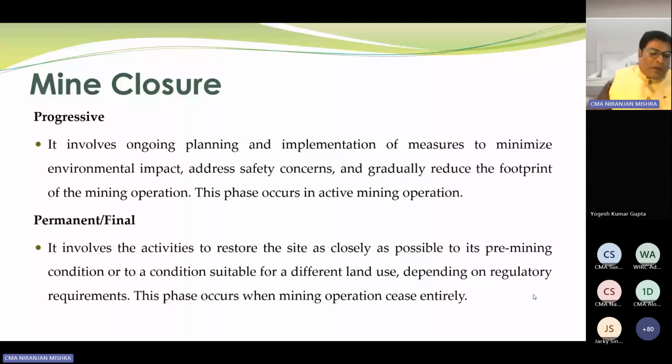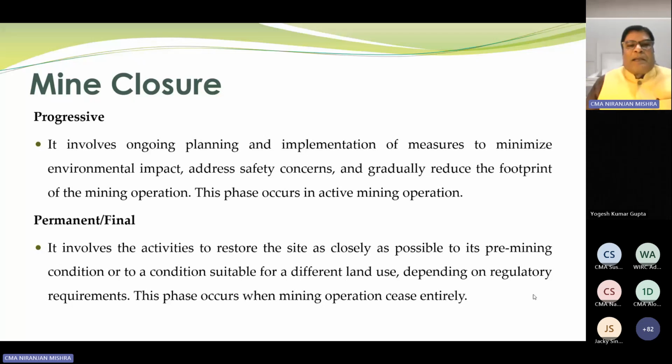What I have told you is that mine closure is of two types. One is progressive, which is part of the production activity. It moves concurrently with the production, so it involves ongoing planning and implementation of measures to minimize environmental impacts. Suppose in the case of bauxite mines, the ore is not available in abundance, it is available in benches, say 10 feet or 15 feet or 30 feet wide, in a long stretch.